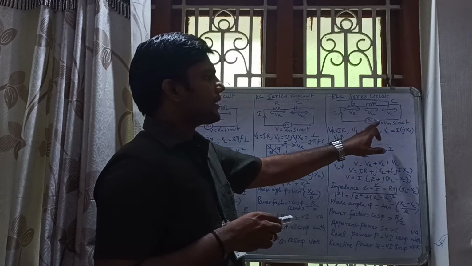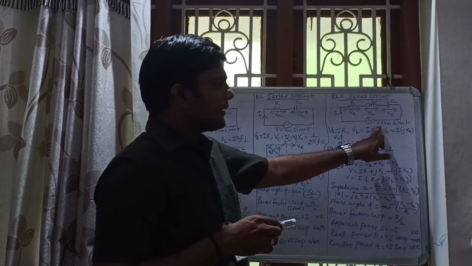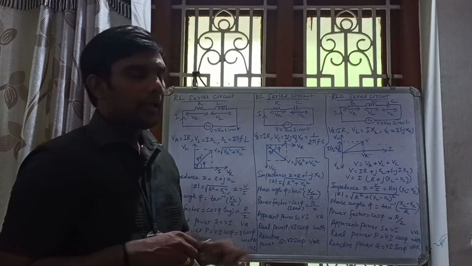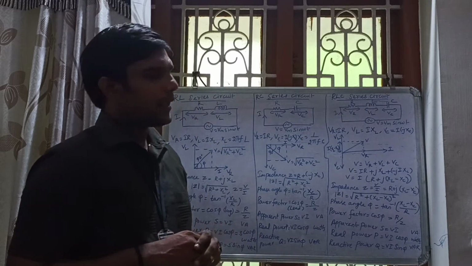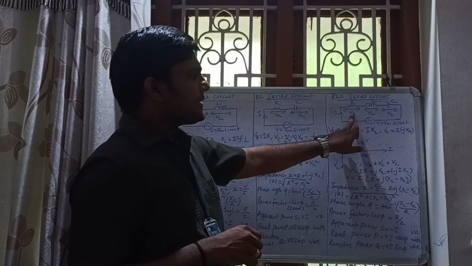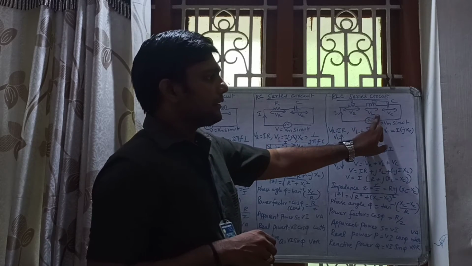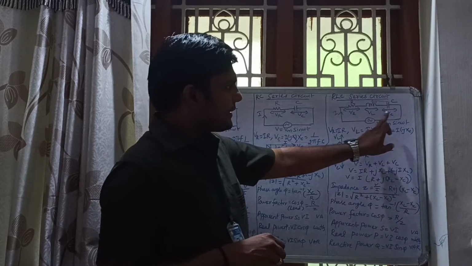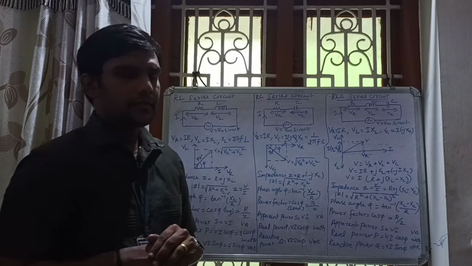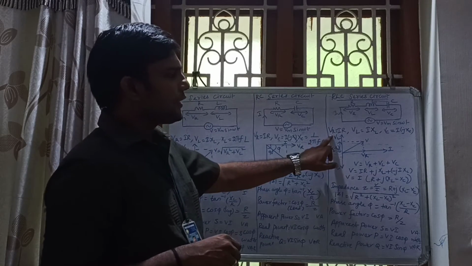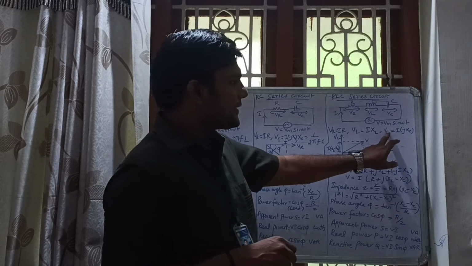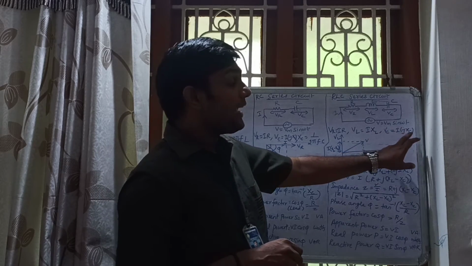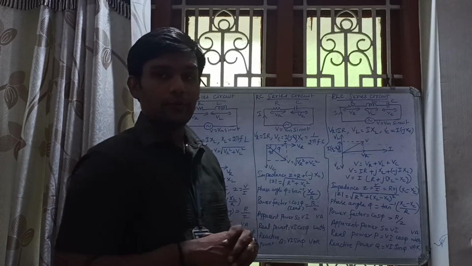Across that series combination, voltage source V is connected. V is equal to Vm sin omega t. I is the current which is flowing through that series combination, and VR is the voltage across the resistor. VL is the voltage across the inductor. VC is the voltage across the capacitor. See, VR is equal to I into R. VL is equal to I into XL. VC is equal to I into minus XC because it is a capacitive reactance.